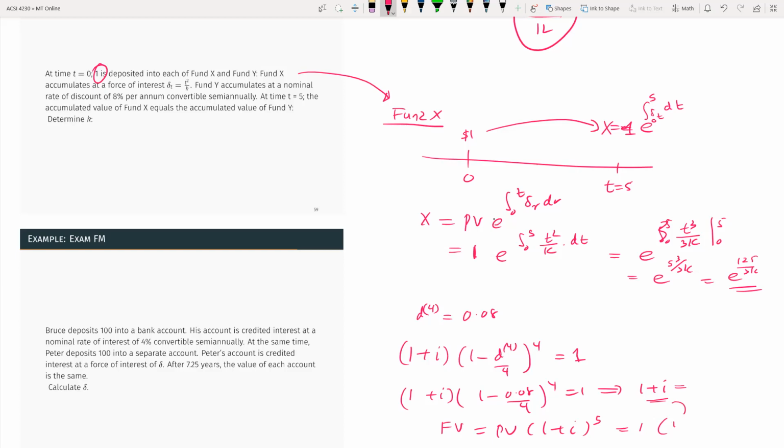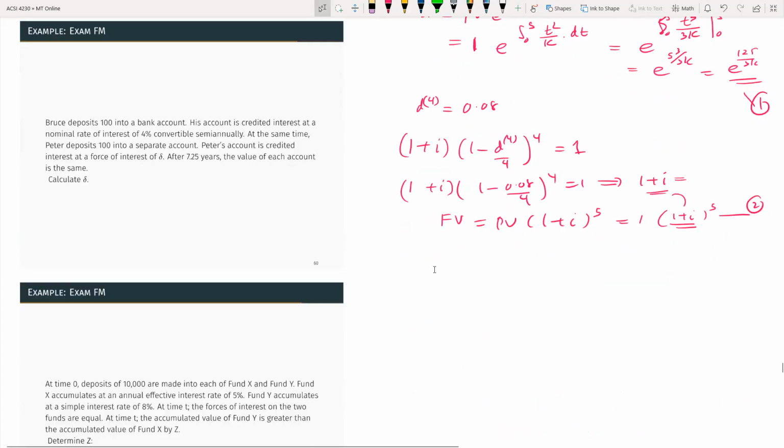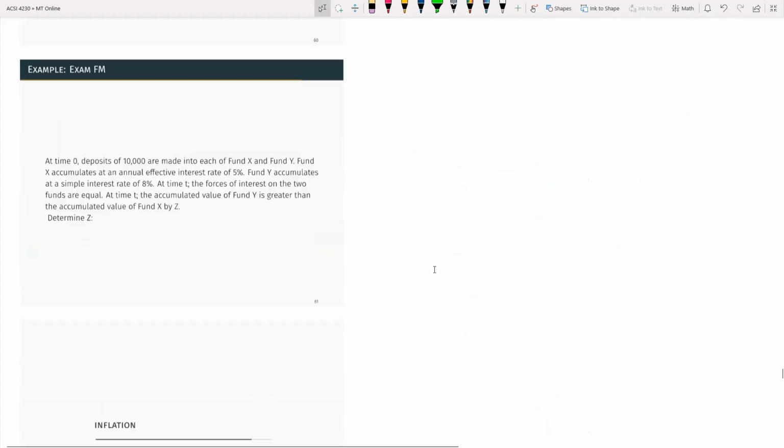Okay, so now you have two equations. This is 1, this is 2. And actually this part you know from the formula. So you can equate them and solve for k. Okay, so I will leave the other problems for you to do.